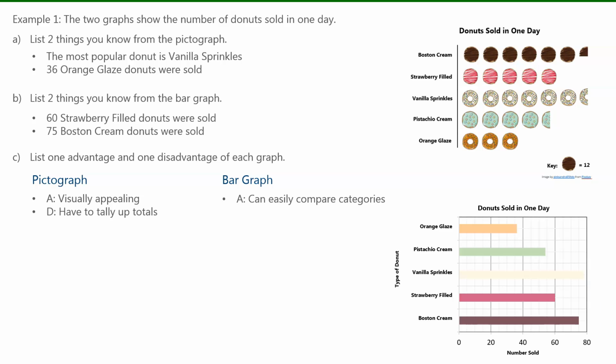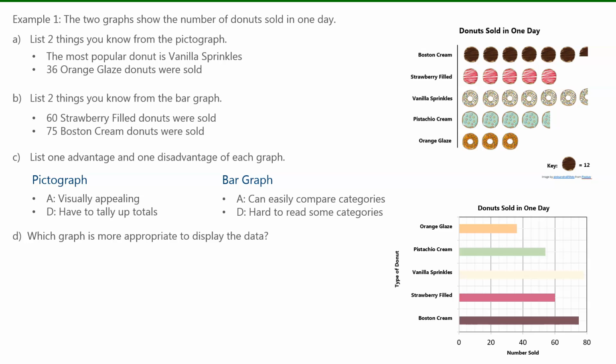So when I look at that bar graph, I can see that vanilla sprinkles is the most, orange glaze is the least. I can see which is the second highest category, the second lowest category, and so on. But it's hard to read some of the categories in this particular case. So looking at the scale and then looking where the bars actually cross the grid lines, it is kind of difficult to determine exactly how many of each type of donut are sold in certain cases.